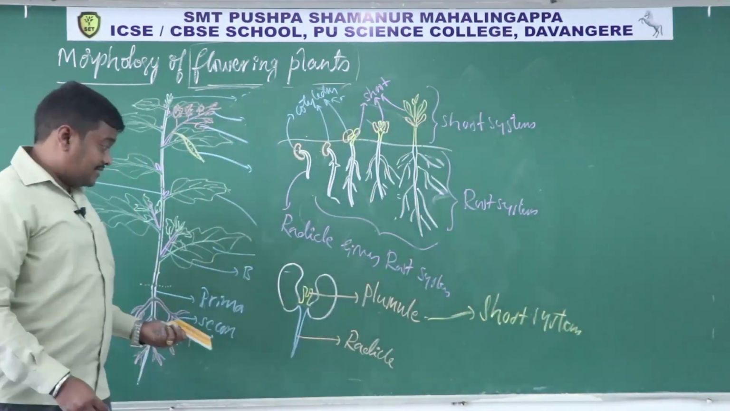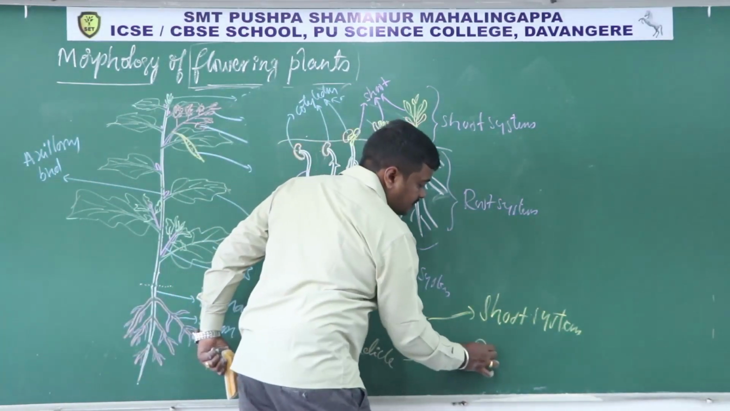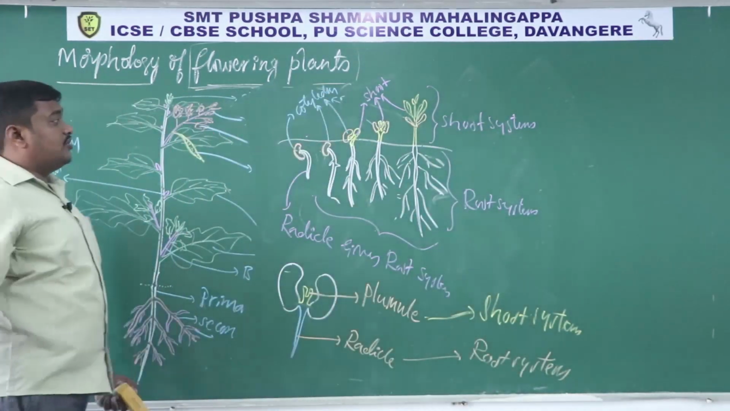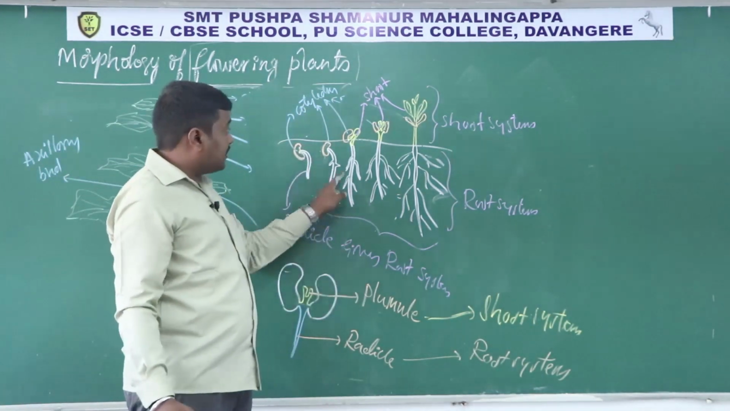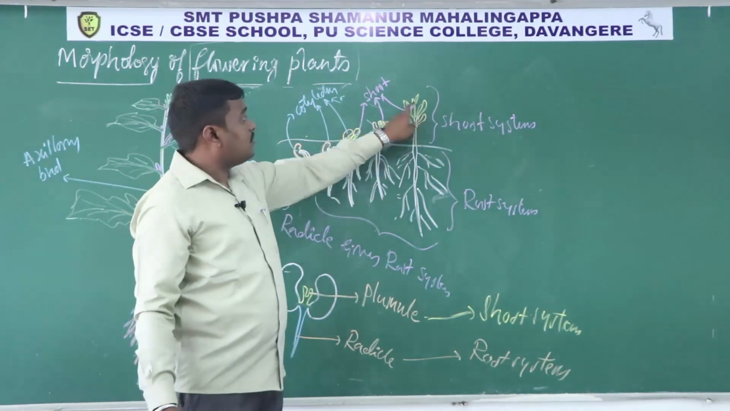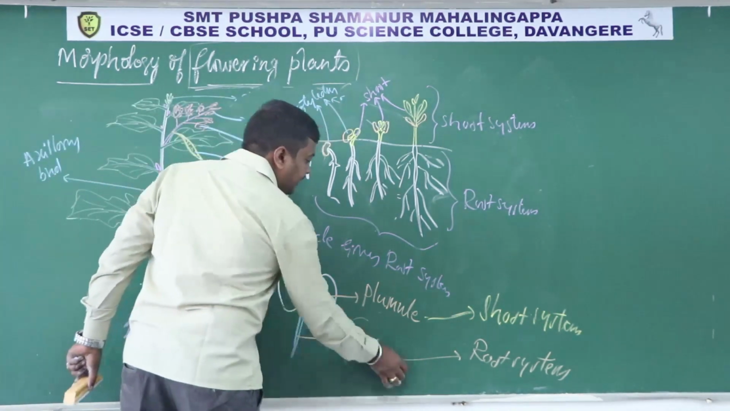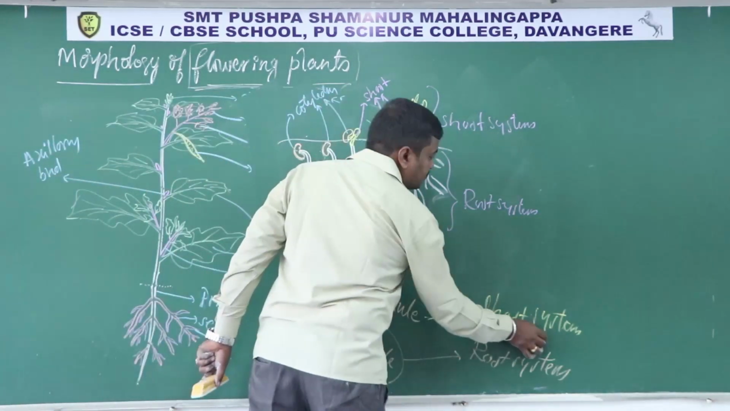shoot system. At the same time, the structure which came out first, that is the radical, it gives root system. After germination, the first thing that comes out is the radical, then the plumule comes out and it starts to produce the shoot system. So remember, the part which produces the root system is the radical. From this radical comes the actual root system. I am using the term actual root system. Then from the plumule comes the shoot system.